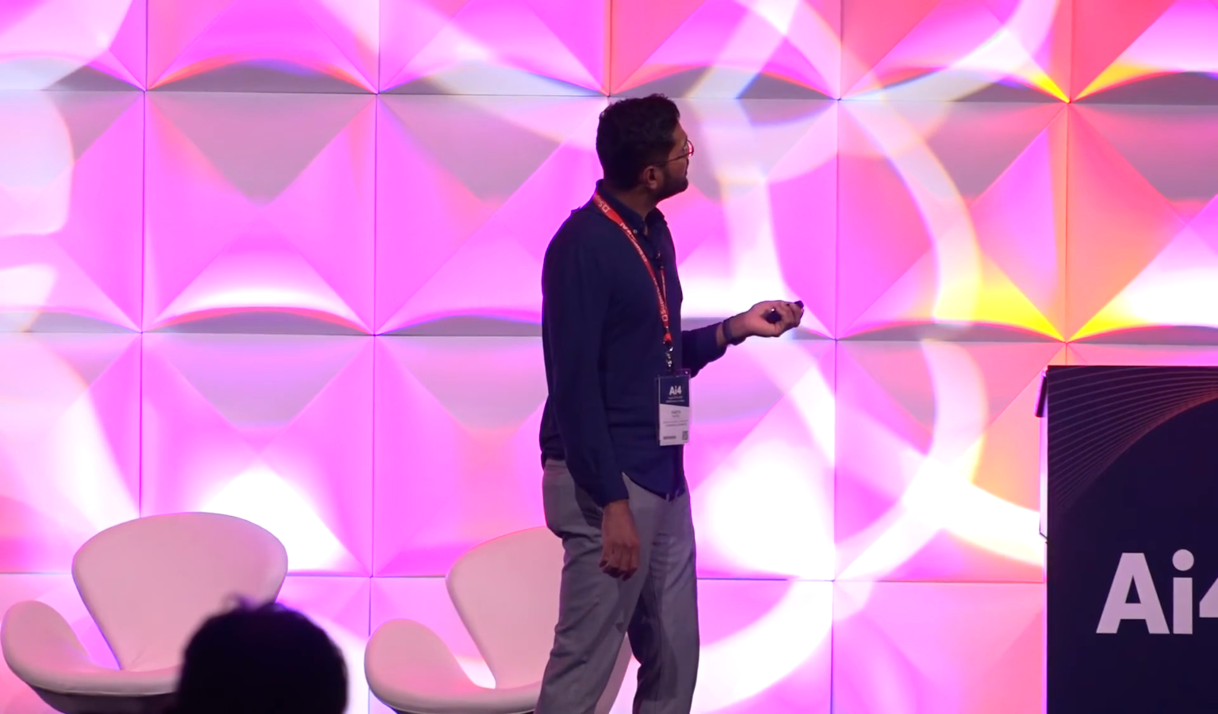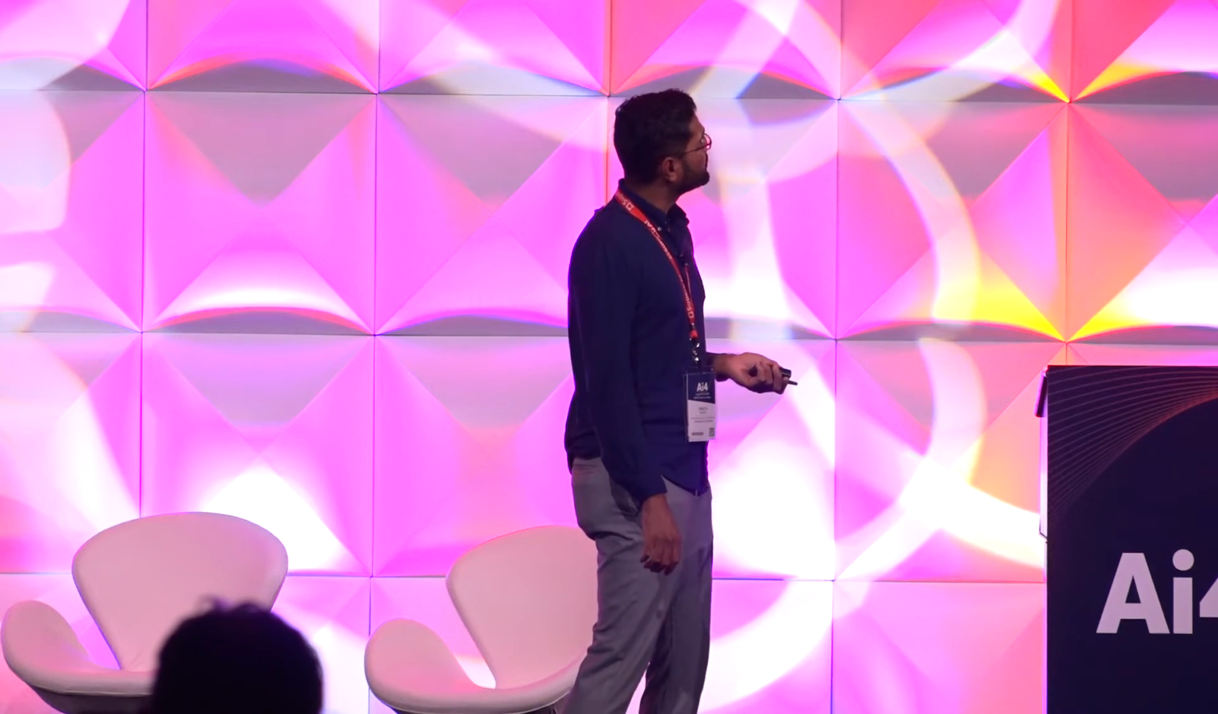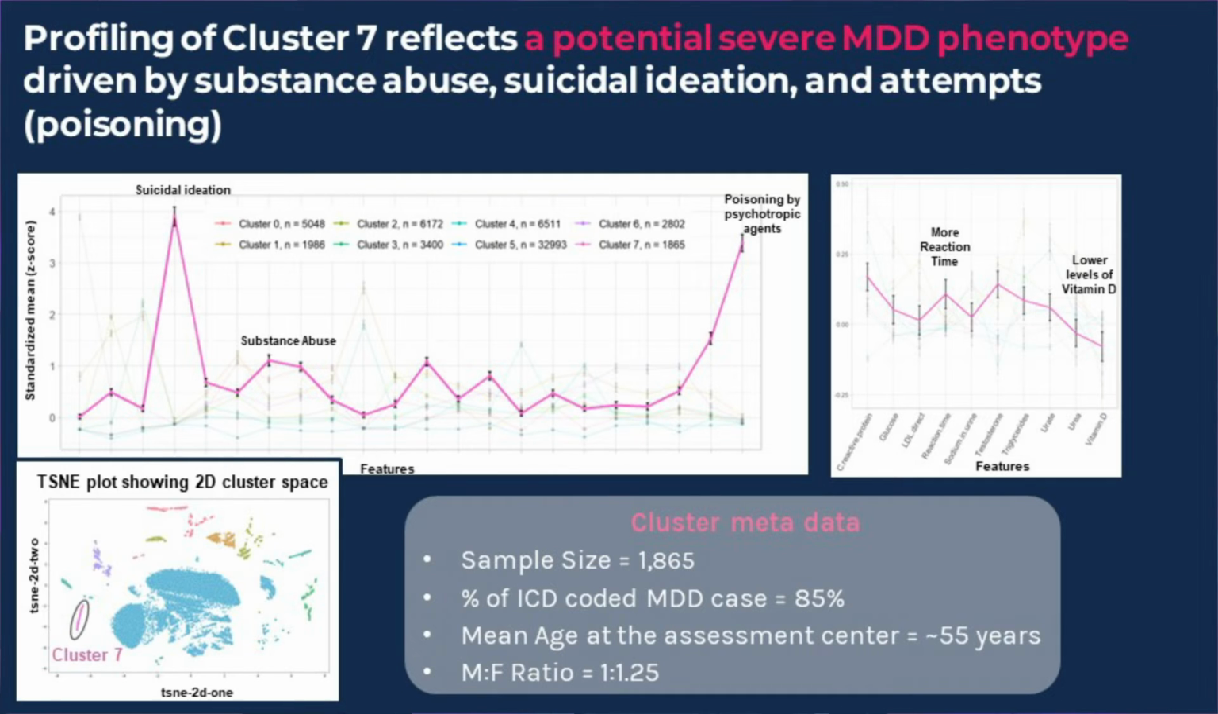All right. I have one more example, which is very exciting to see. This is the profiling of cluster number 7, which revealed that we may have a potentially severe MDD subtype, driven by substance abuse and suicidal ideation and attempts, as you can see from the line plot. On the left side, you see a peak of suicidal ideation and attempts, substance abuse, and poisoning by psychotropic agents, which is probably a drug overdose.